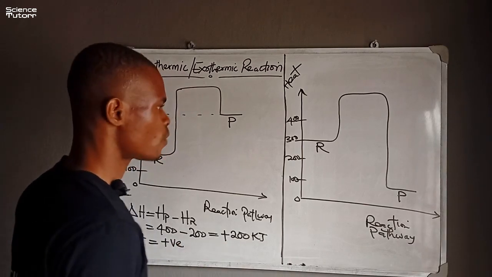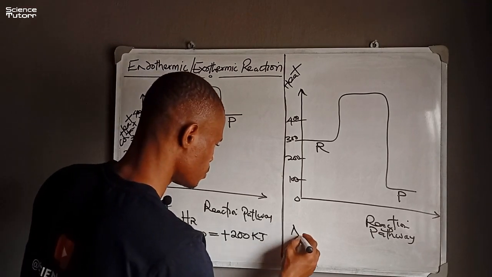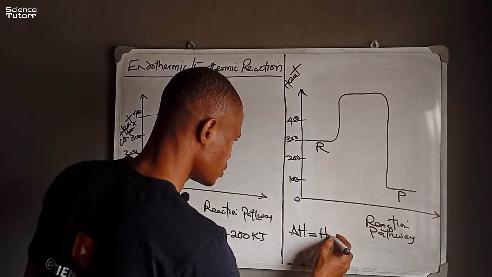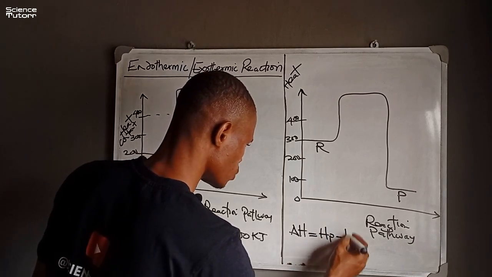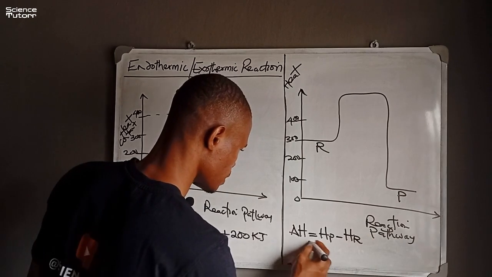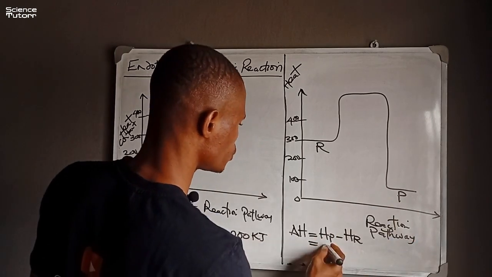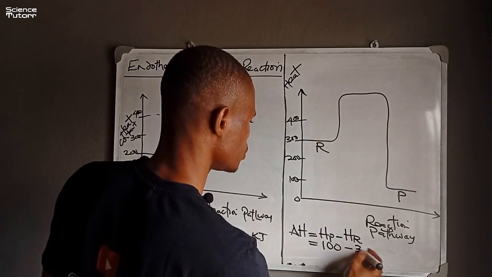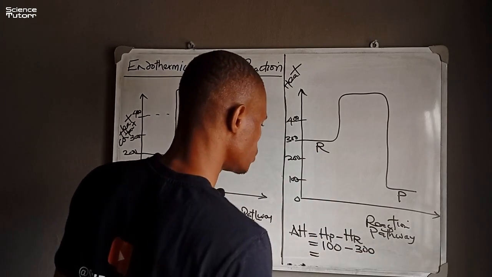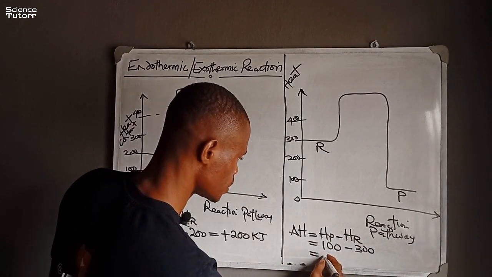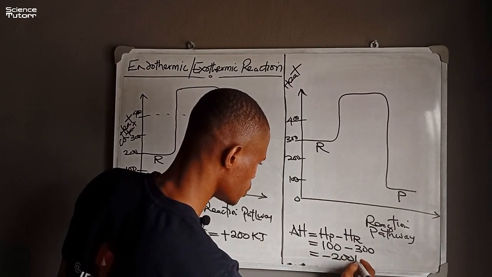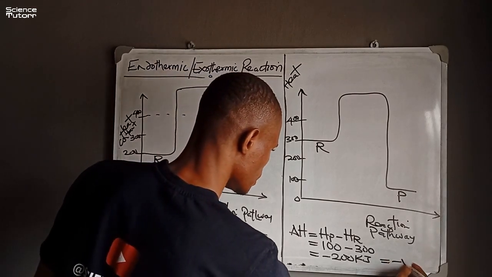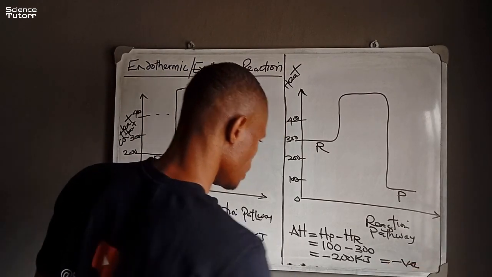Now let's do the same for the next one. The change in heat content is the heat content for the product minus the heat content for the reactant. For the product, we have 100, minus the reactant, we have 300. So that means 100 minus 300 gives us a negative 200 kilojoules. This gives us a negative delta H.